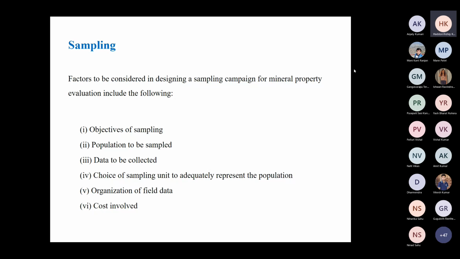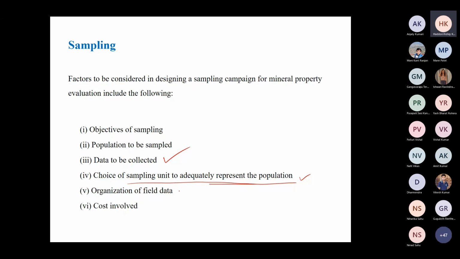What data is to be collected? Then the choice of sampling unit, or adequacy in representing the population. That means in certain cases you need some grams or some kilograms. Somewhere in rare cases you need to be doing it in tons. That is for bulk sampling purposes.